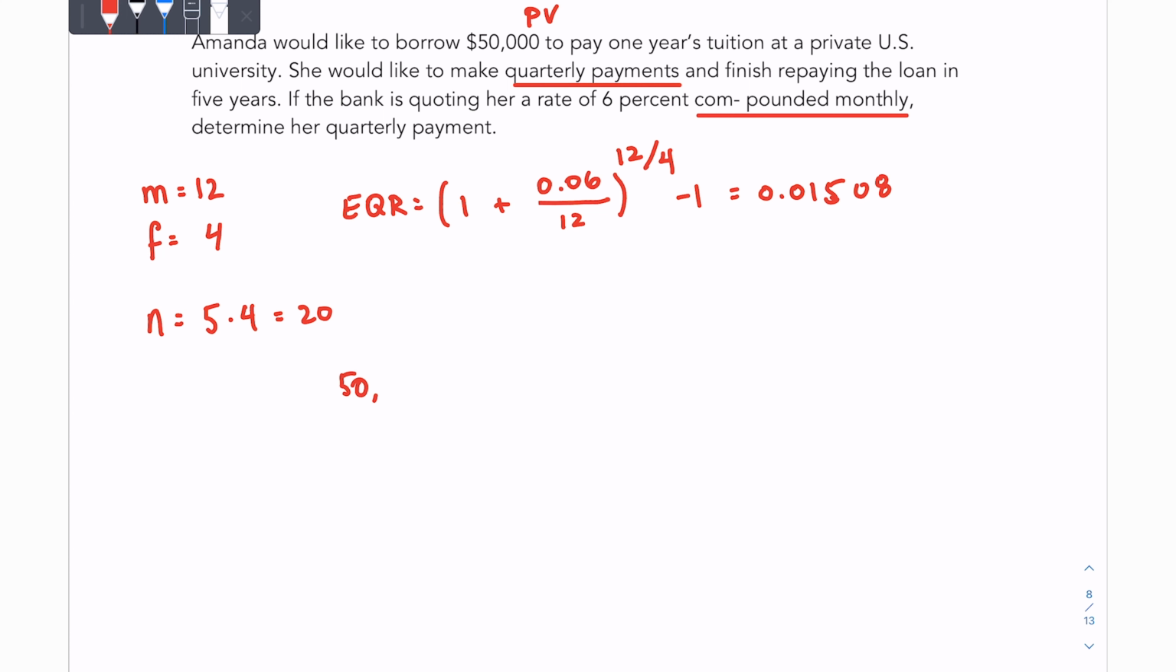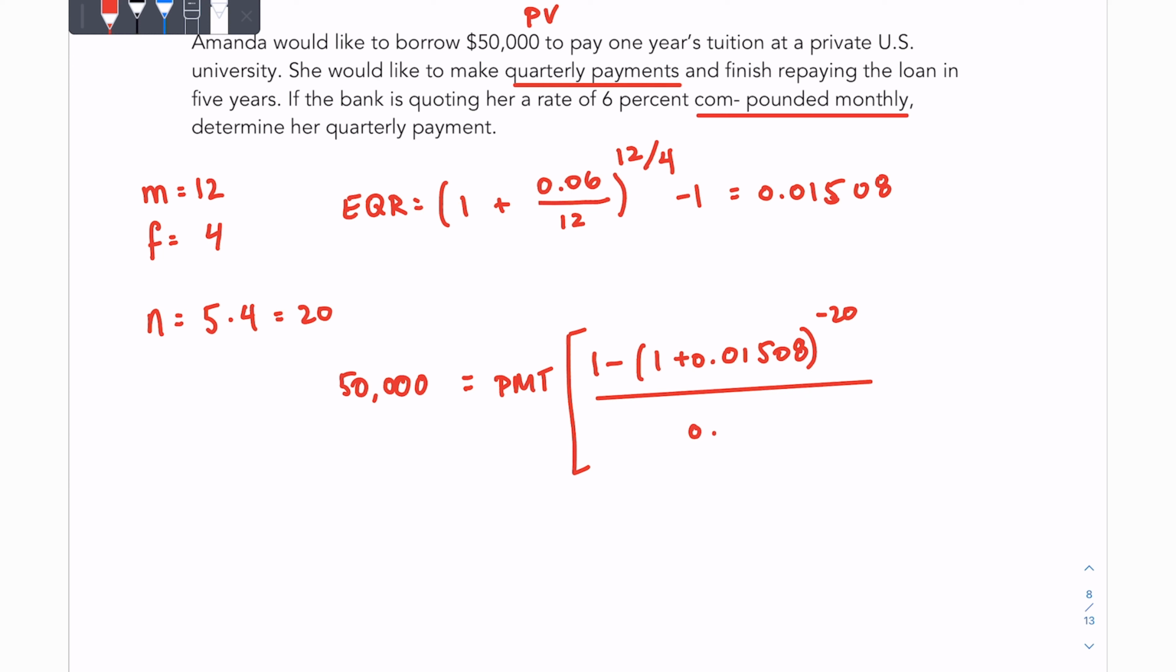Okay, so 50,000 is the present value. PMT is what we're looking for. 1 minus 1 plus the rate to the negative 20. All of that divided by 0.01508. So algebraically, you would get a payment of $2,914.58 per quarter.